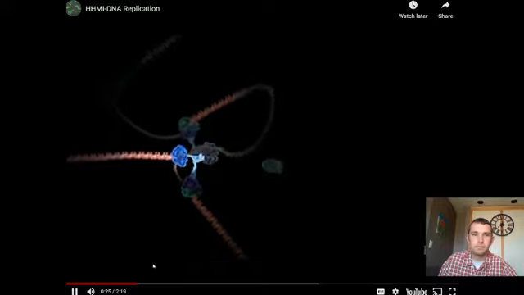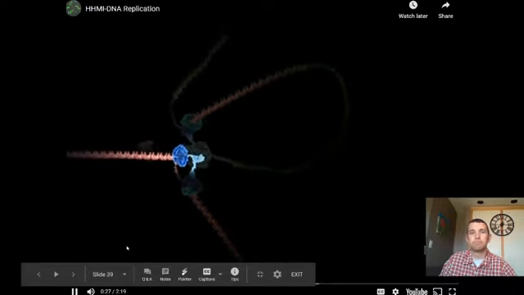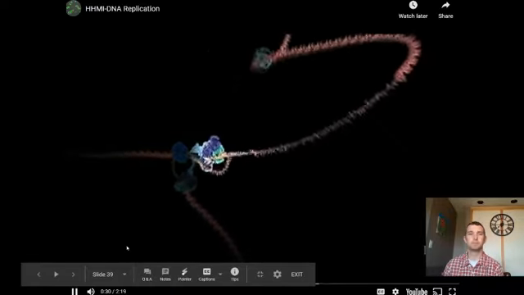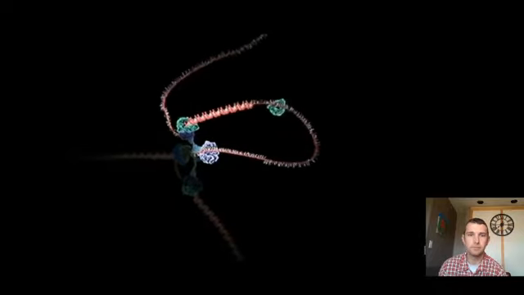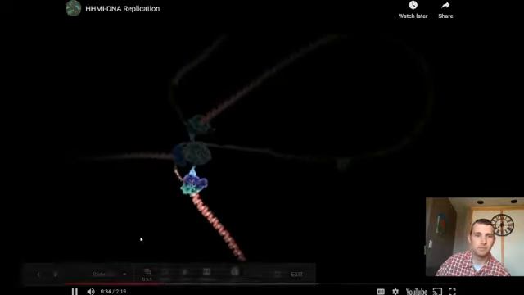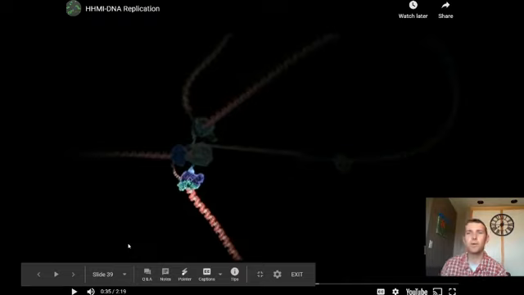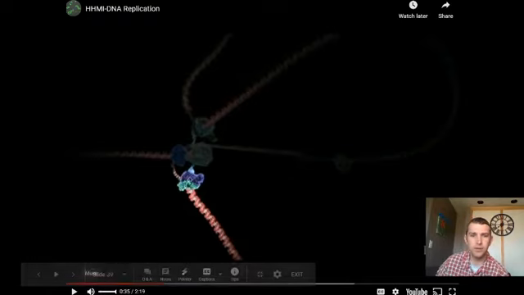Here, the DNA to be copied enters the complex from the left. One new strand is leaving at the top of frame, and the other new strand is leaving at the bottom. Which one of those strands is the lagging strand from the picture on here?